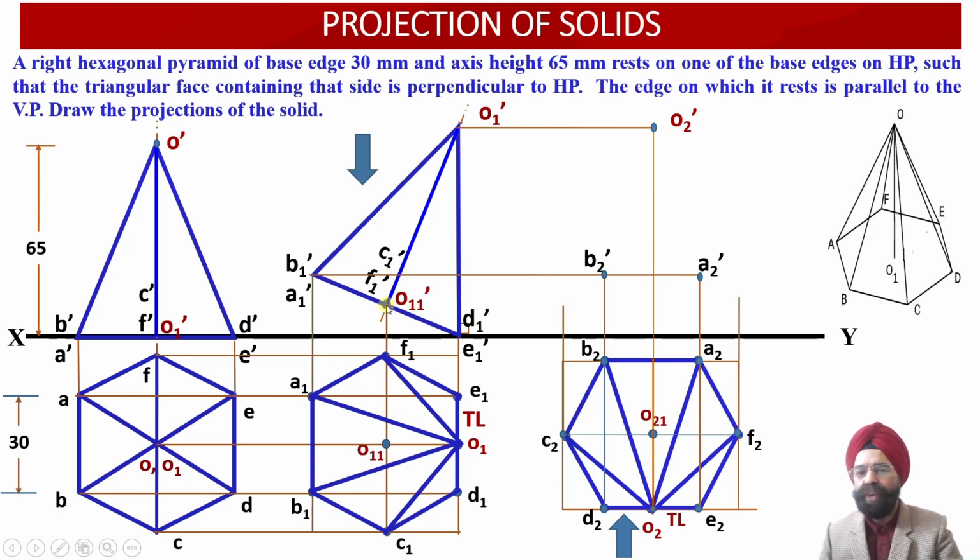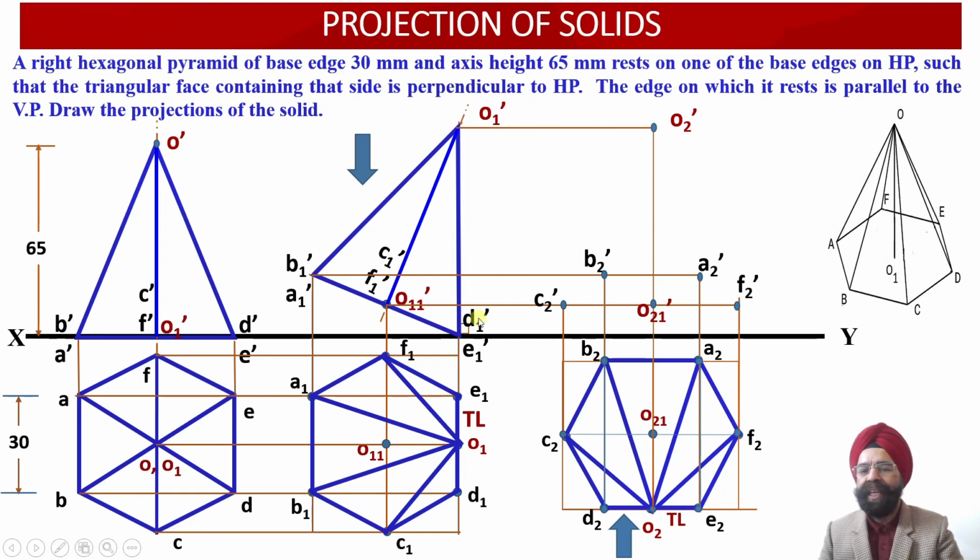Now through these 3 points which are converging with each other, we have drawn a horizontal projector line, and wherever this horizontal projector line drawn through C1 dash, F1 dash and O11 dash, it will be intersected by vertical projectors drawn through C2, F2 and O21. So we are going to obtain the 3 points C2 dash, F2 dash and O21 dash over here.